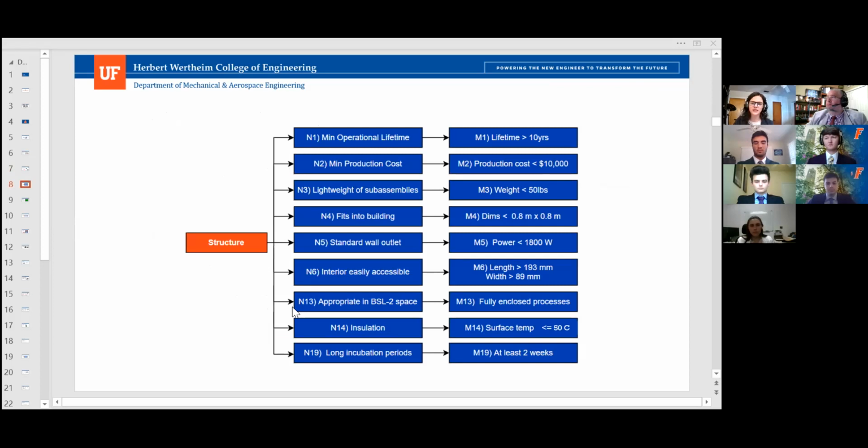This slide outlines the customer needs and the ways in which our design accomplished them. The main features we designed for included the lightweight of the subassembly, where the use of the 5052 aluminum ensured that it was underweight, as well as that it would be able to fit in through any door as defined by the ADA standards, where the minimum width was 0.8 by 0.8 meters. We also designed to ensure that the interior was easily accessible with a large opening, as well as that the design is appropriate in the BSL2 space, with all processes able to run in a fully enclosed system. We also designed to ensure that the insulation was thick enough to ensure that the exterior surface did not exceed 50 degrees Celsius to prevent any interference.